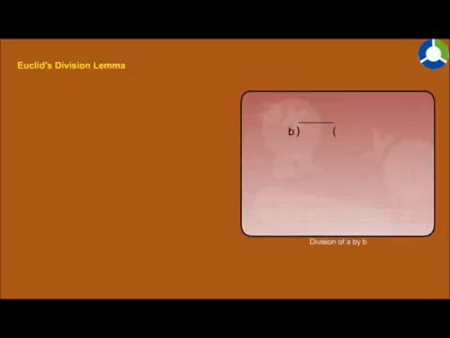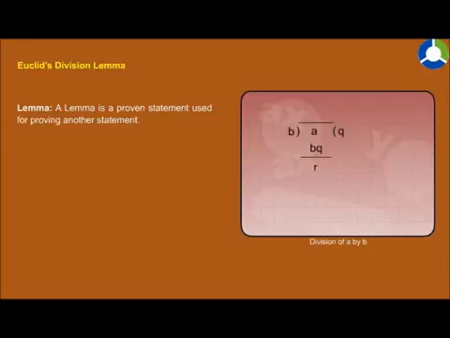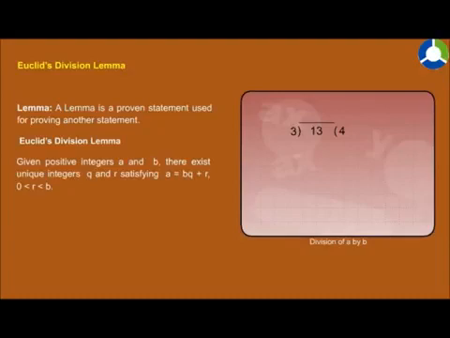Euclid's division lemma. Lemma: a lemma is a proven statement used for proving another statement. Euclid's division lemma: given positive integers a and b, there exist unique integers q and r satisfying a = bq + r, where r is greater than or equal to 0 and less than b.